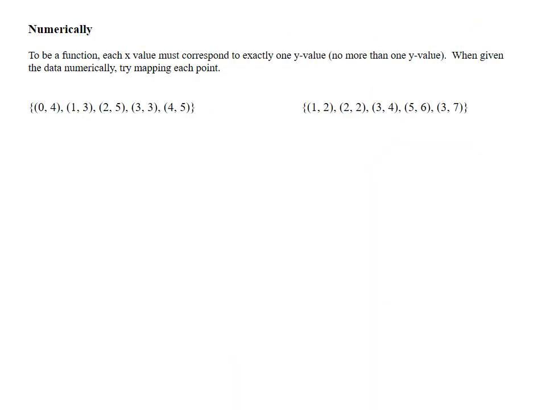Sometimes a relationship is defined as a set of ordered pairs. To define a set this way, we would write out ordered pairs with a comma in between them, and then notice there's a brace on either side. Okay, so this is one set, and then this on the right would be a second set. So these are two relationships defined as ordered pairs. We say defined numerically because the ordered pairs are listed as numbers.